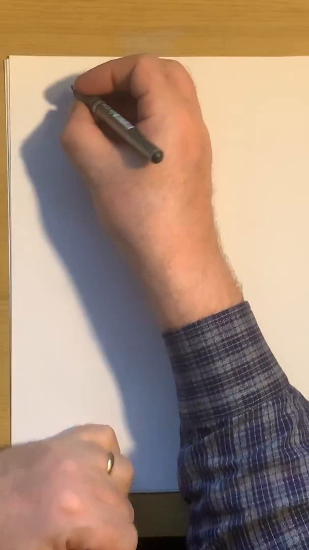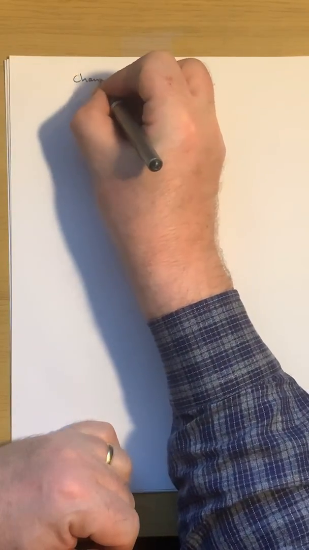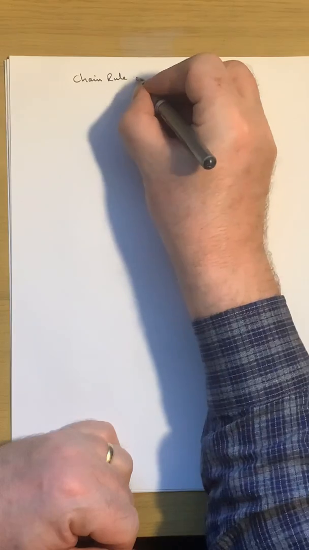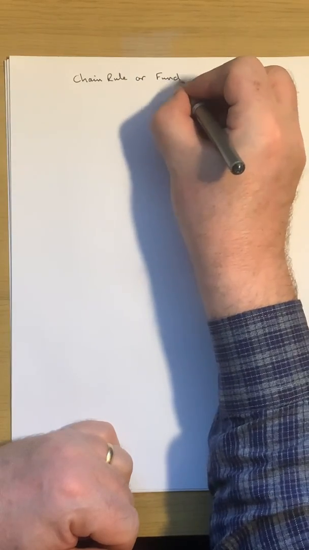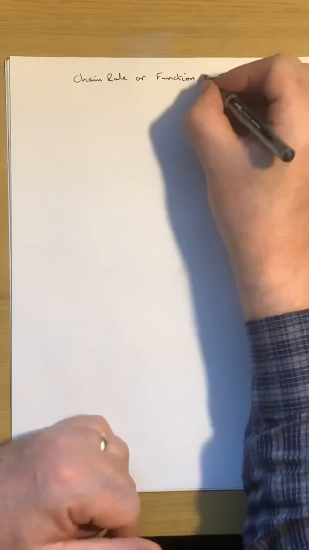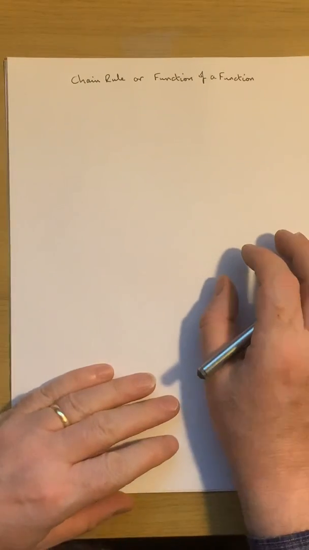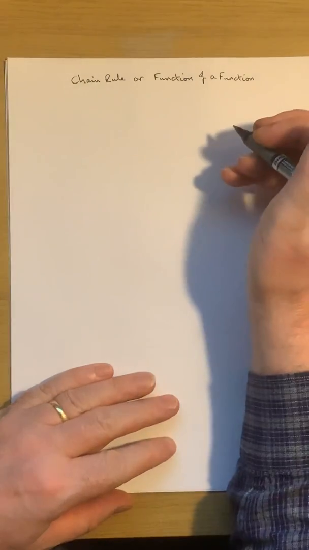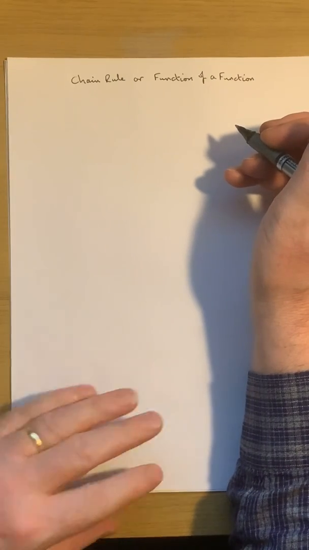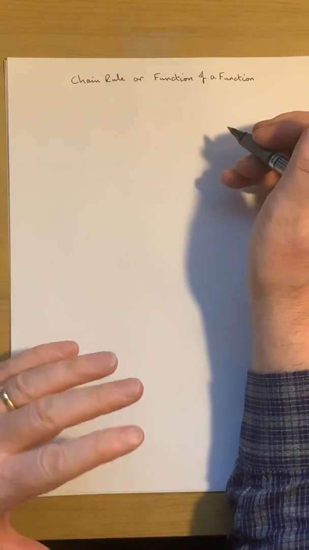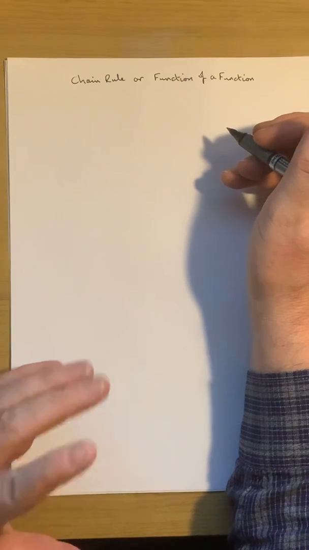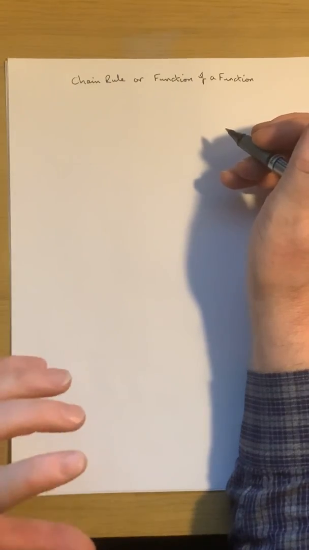Okay, in this example of differentiation, we're going to look at what's known as the chain rule, or the function of a function. Now, there are two ways of doing the chain rule, and one of them is very quick indeed. I'm going to show you both methods, and explain to you why you need to know both.